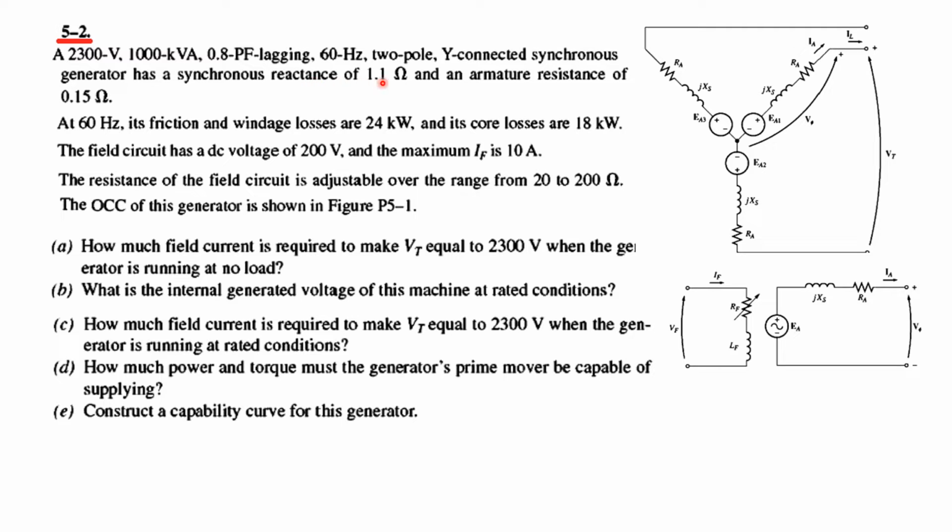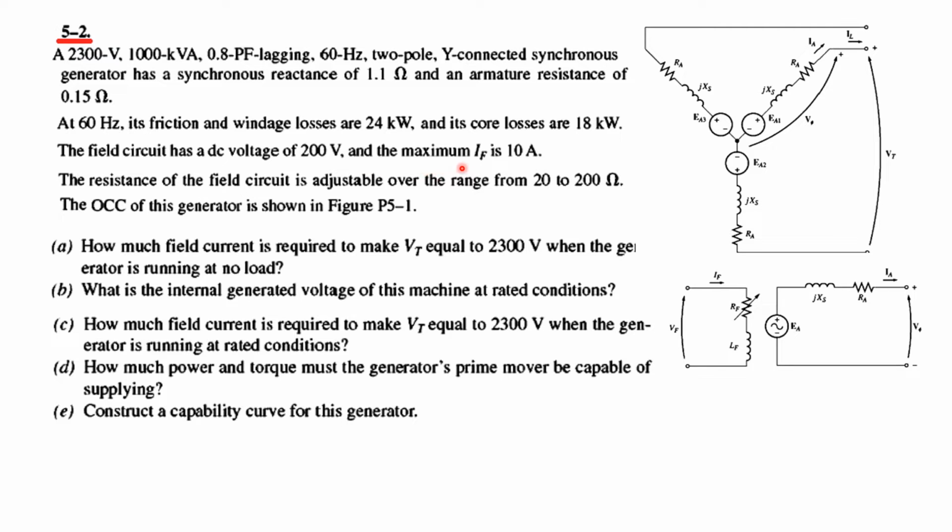Its reactance and armature resistance are given. So this is the armature resistance and this is the reactance. At 60 Hz, the friction and windage losses are given. The field circuit has a DC voltage of 220 volts. So this is the field voltage. Now this is only one phase, which we are representing separately.